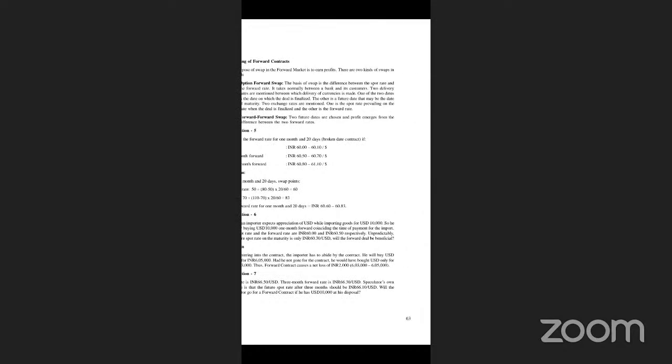Forward swap is available, wherein an option forward swap means two exchange rates are mentioned: one is the spot rate and the other one is the forward rate. In a forward swap, two future dates are chosen and profit emerges between these two forward rates. Whatever profits arise during those two different periods are considered here.